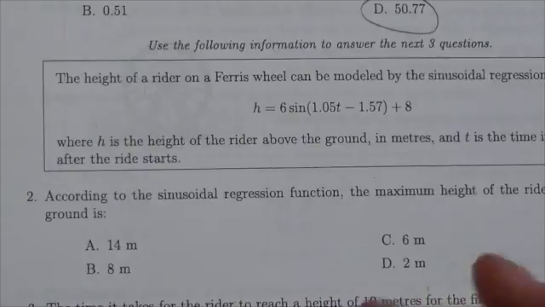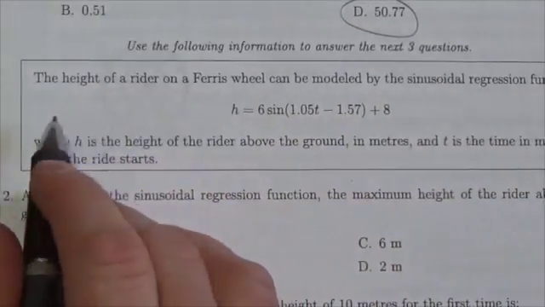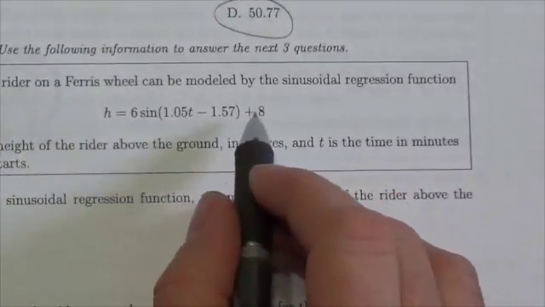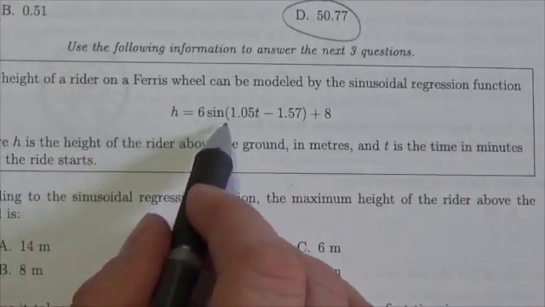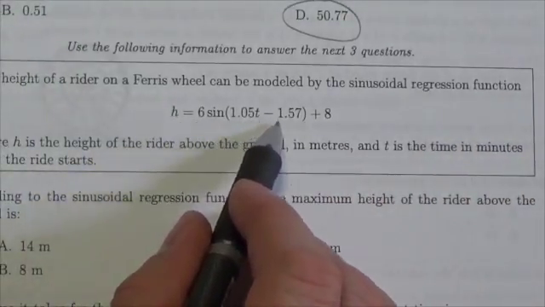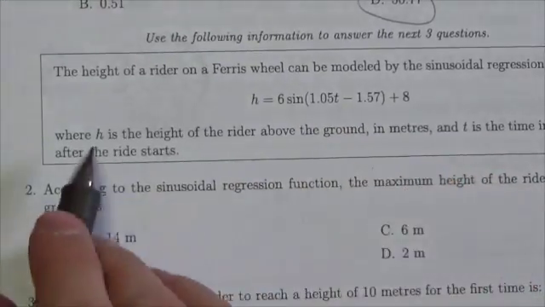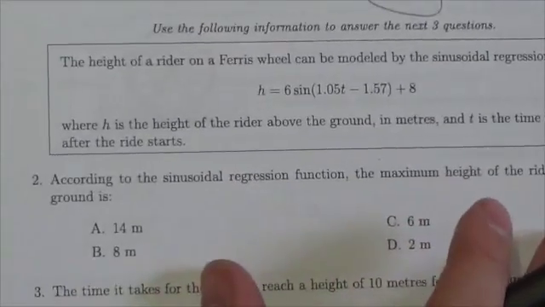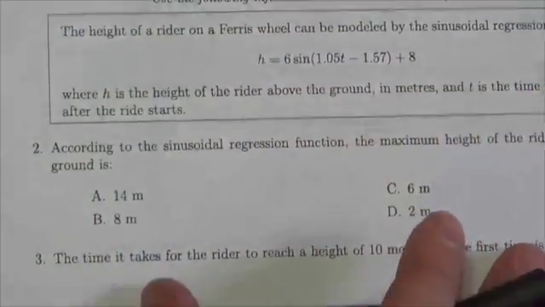Right, now for this question, it says here we're going to use this information for the next 3 questions. And the information here says that the height of a rider on a Ferris wheel can be modeled by the sinusoidal regression function. So h is equal to 6 sine of 1.05t minus 1.57 plus 8, where h is the height of the rider above the ground in meters and t is the time in minutes after the ride starts. So that's what we're working from here for the next few questions.